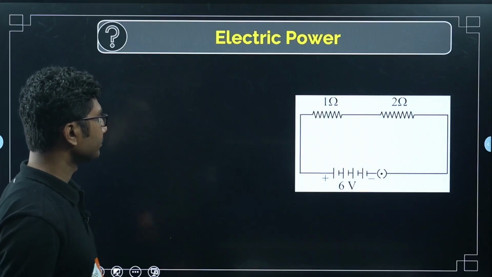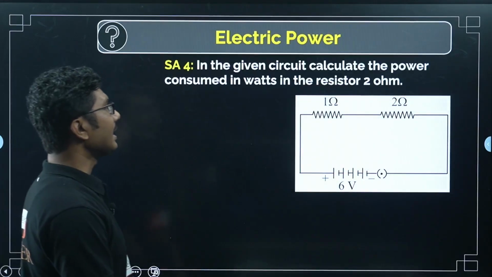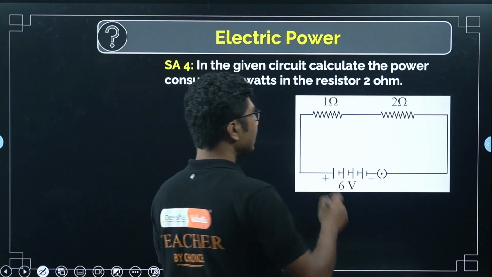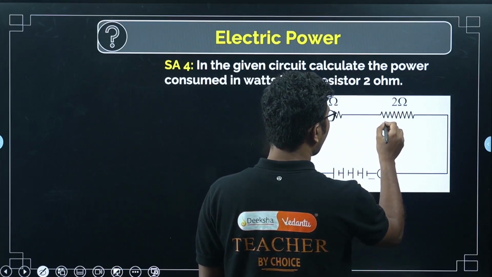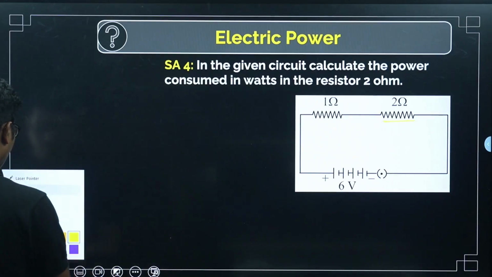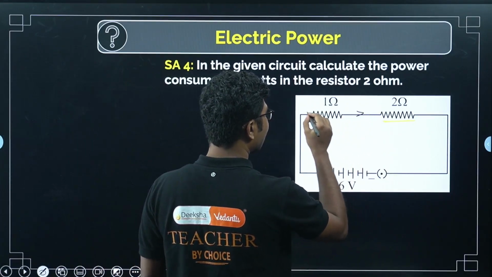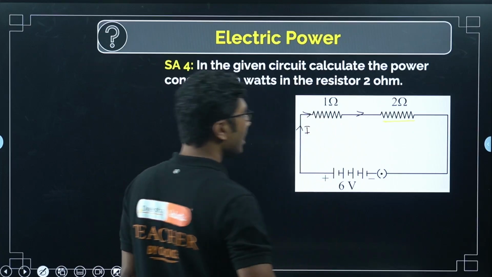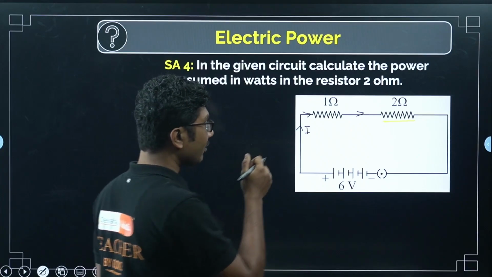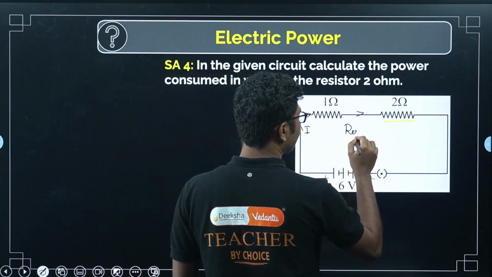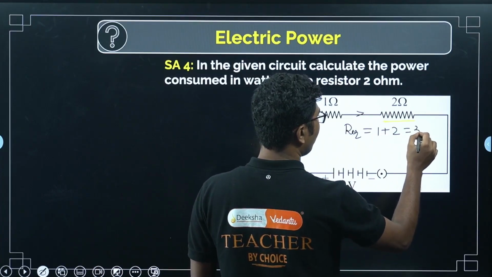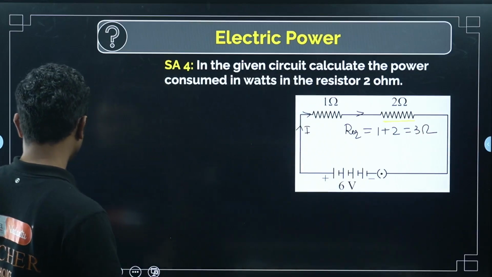Now let's move on. In the given circuit, calculate the power consumed in watts in the resistor 2 ohm. So you have to find the power consumed in this 2 ohm resistance. First of all, we have to find the total current in the circuit. Whatever current flows in this circuit will be the same for both resistors. Then we can use the power formula. So first of all, what is the equivalent resistance? Both resistances are in series, 1 and 2 are in series.